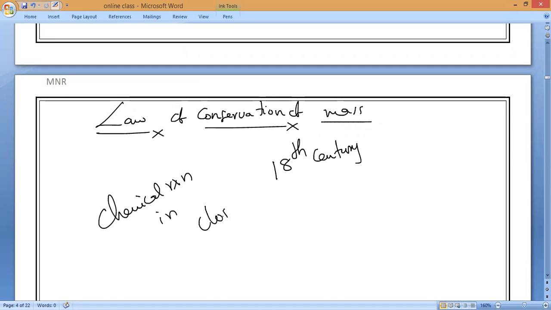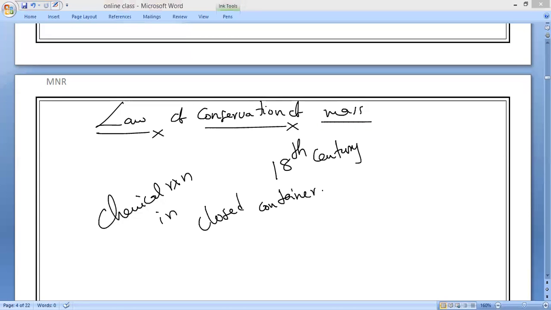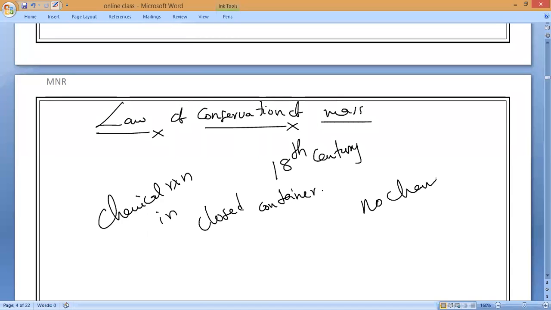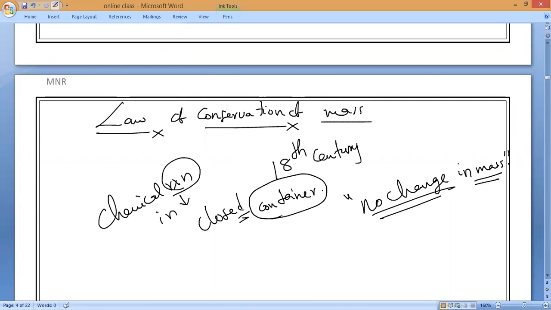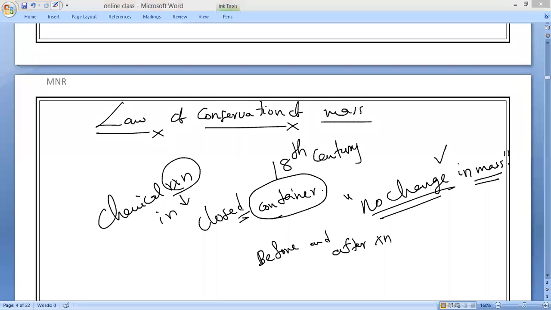In a chemical reaction carried out in a closed container, it was noticed that before reaction and after reaction, there is no change in mass. In the 18th century, for the first time, a scientist noticed this. That is the first thing you have to remember.